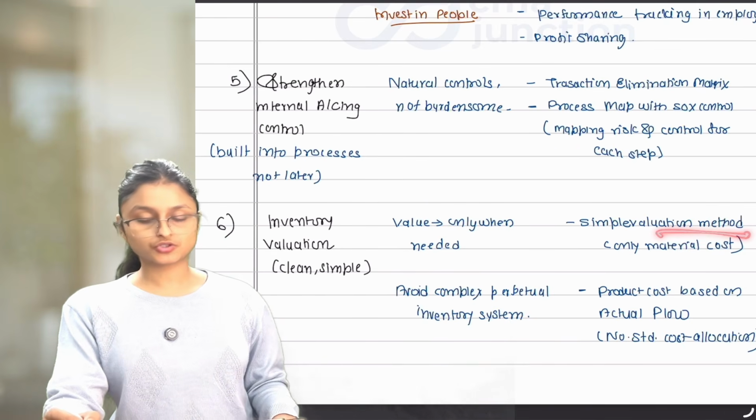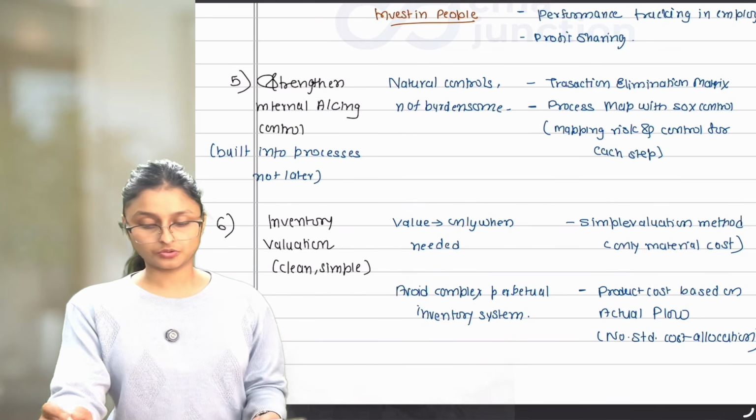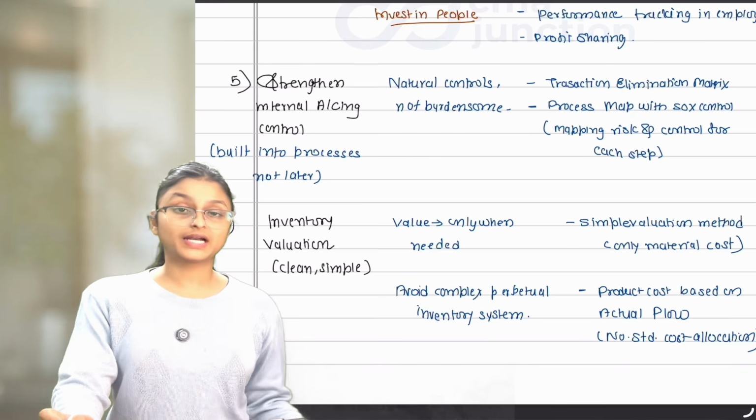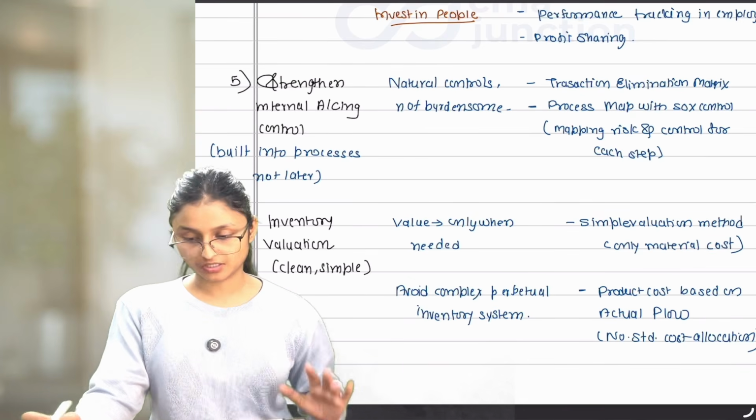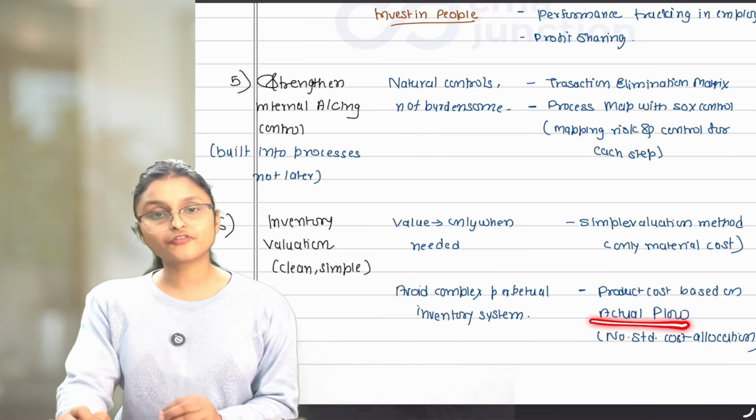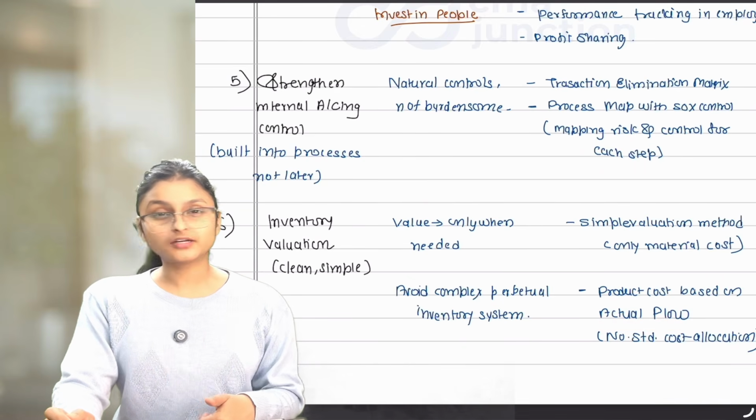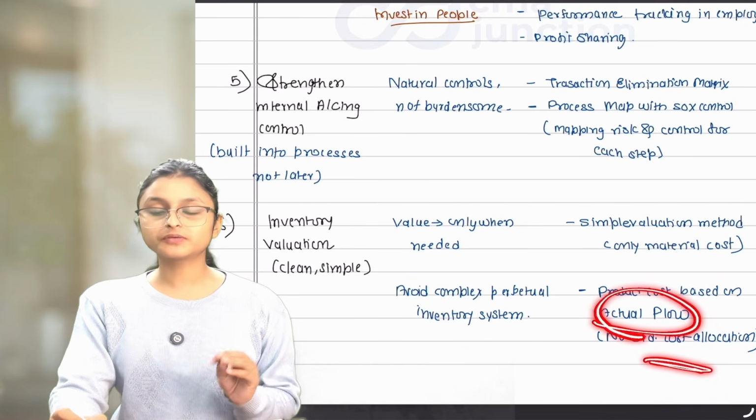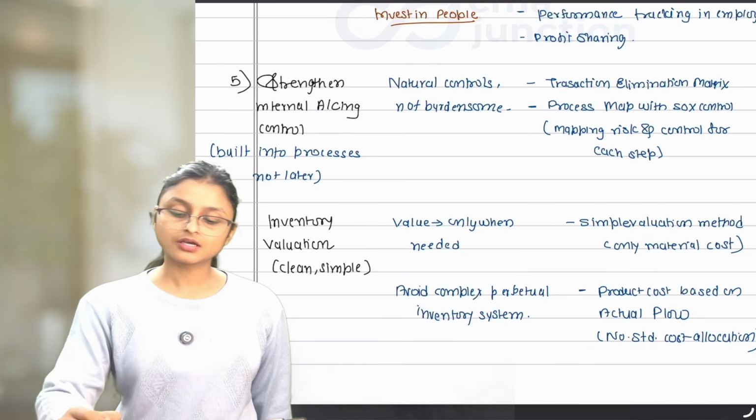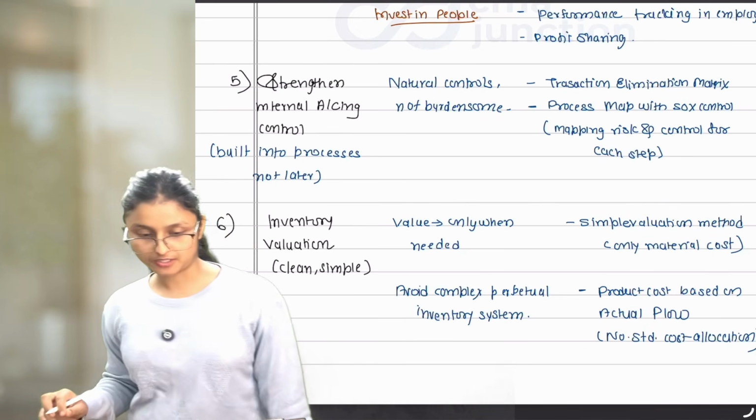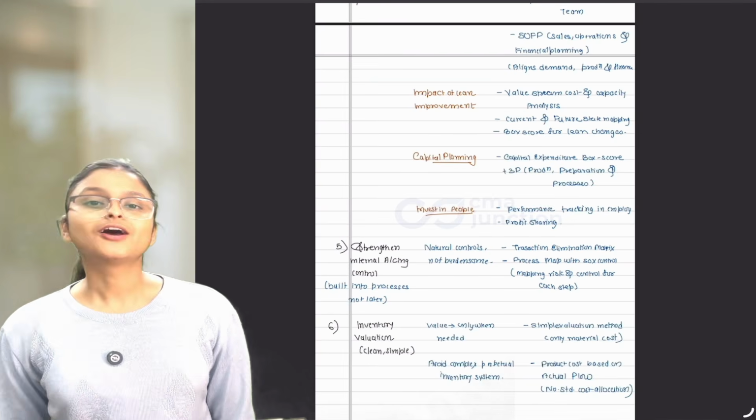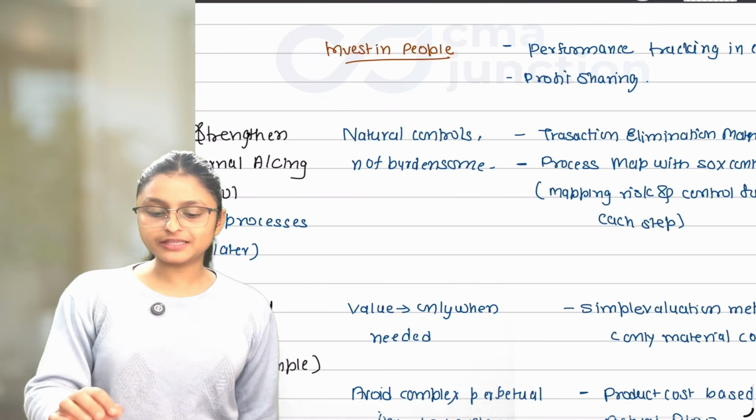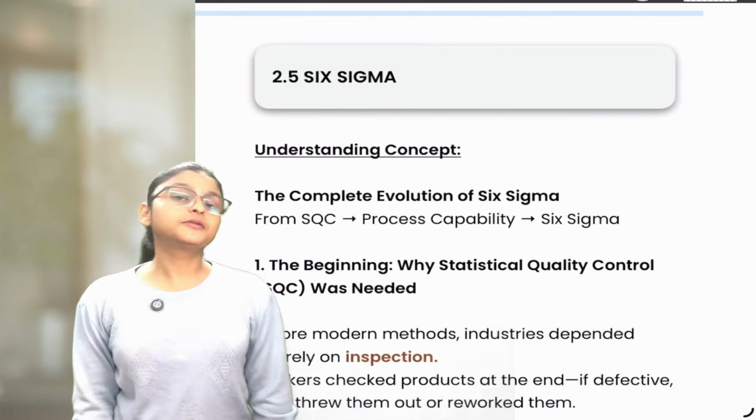Simple valuation methods should be used because inventory is very low. So no need to do overhead allocation or labor cost allocation. Only material cost should be allocated to inventory. Product cost based on actual flow itself. No standard cost allocation will be there. Only on the basis of what actual cost has been incurred, we will value our inventory. Now these are different types of principles and tools and practices of lean accounting. This was everything we understood about lean accounting in the previous class.